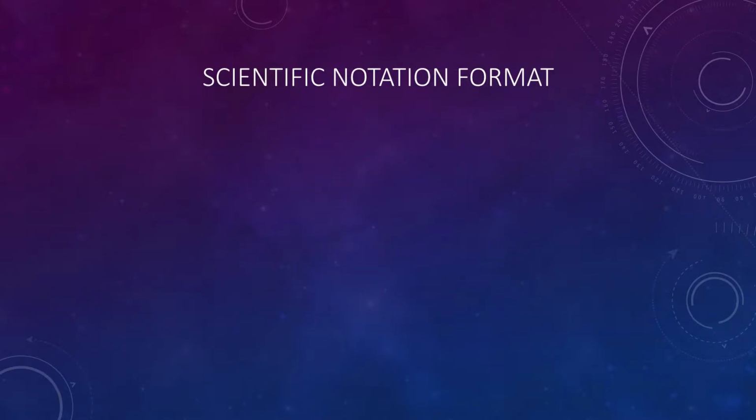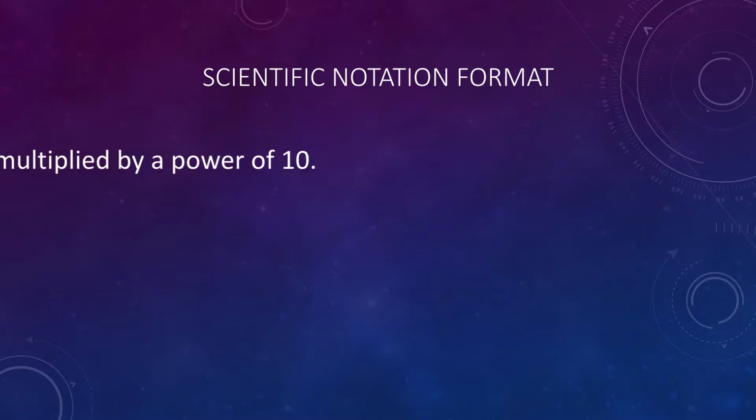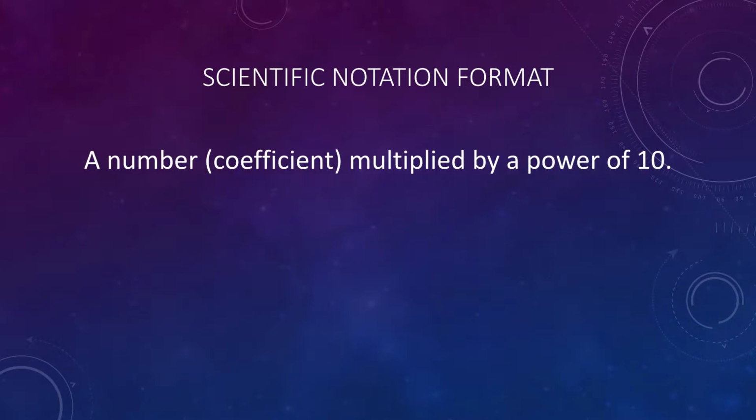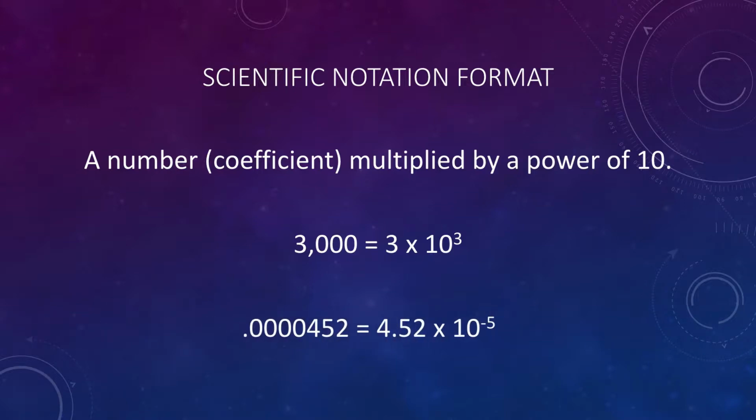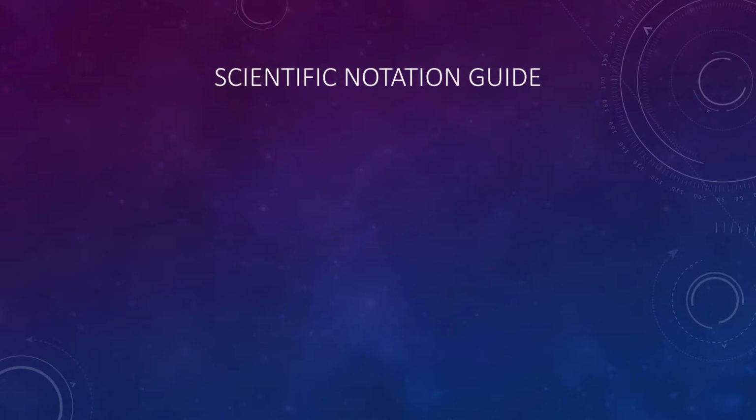Basic scientific notation takes the form of a number, the coefficient, multiplied by a power of 10. Some examples are 3,000 equals 3 times 10 to the third. 0.0000452 equals 4.52 times 10 to the minus fifth. Here's a guide on how to use the power of 10.